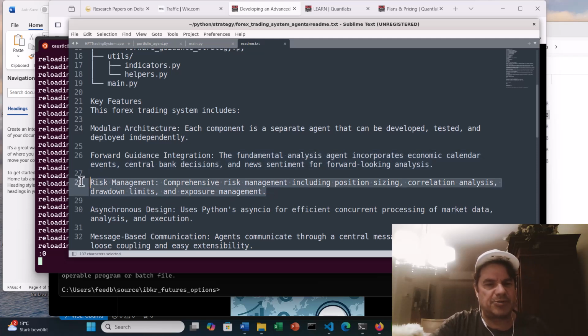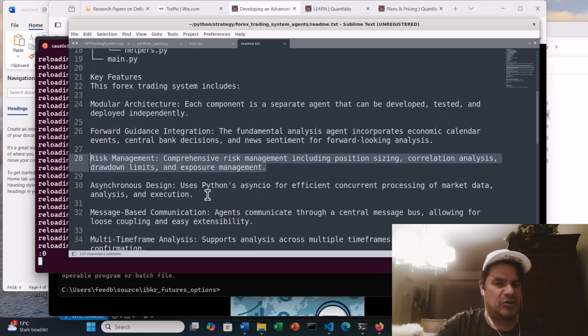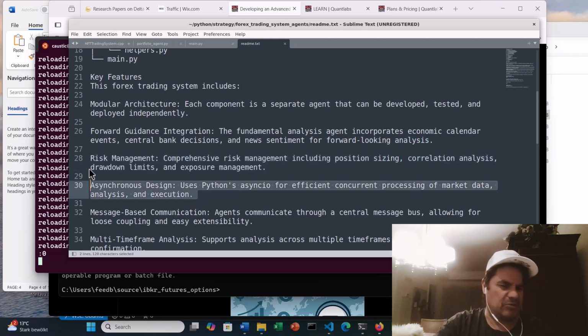Then comprehensive risk management, including position sizing, correlation analysis, drawdown limits, and exposure management. Again, I just asked in three sentences for this kind of functionality. Even though I don't know if it got to the point, and I could probably fix it, I don't want to spend too much time on it. But I just want to show you what it can do from a high level.